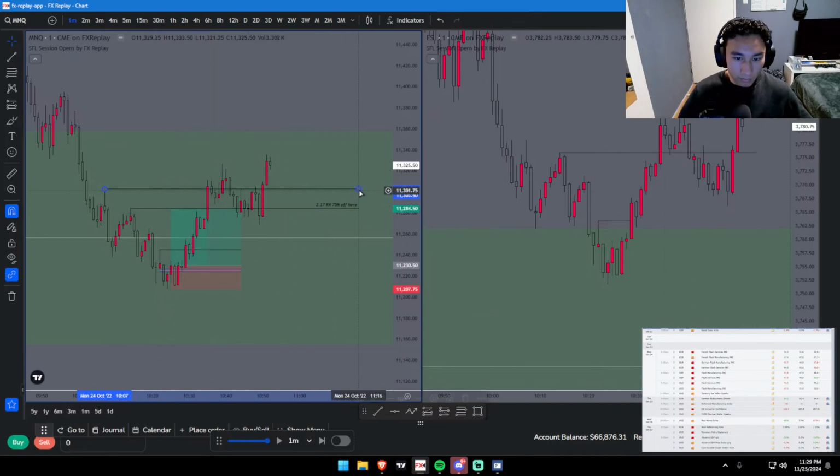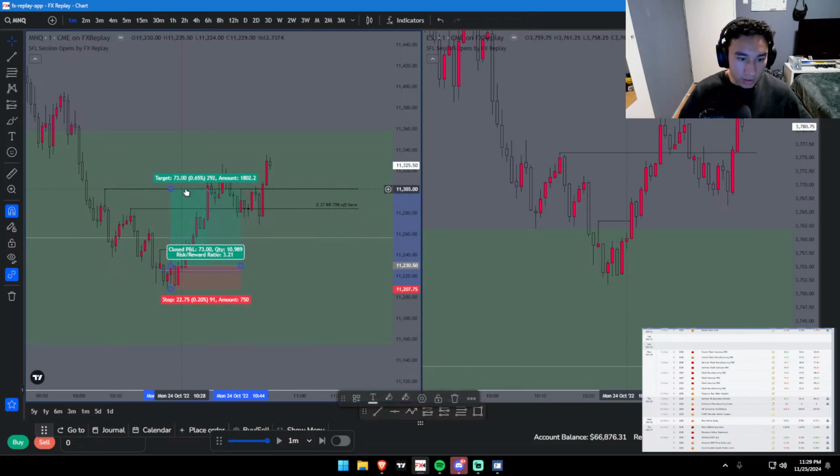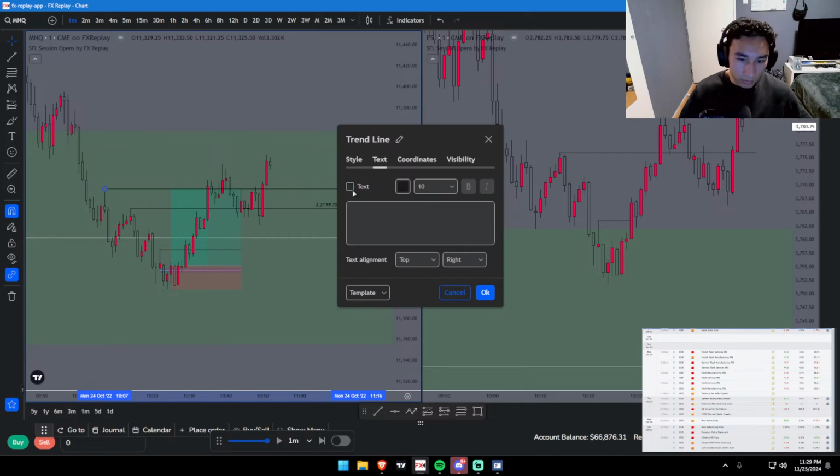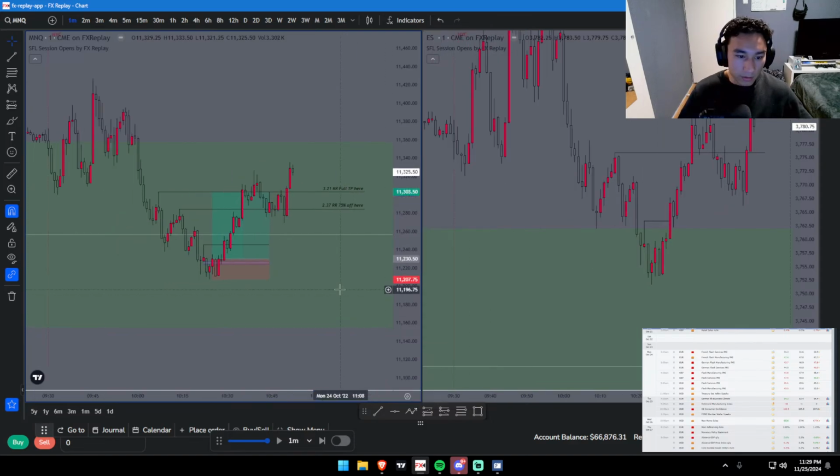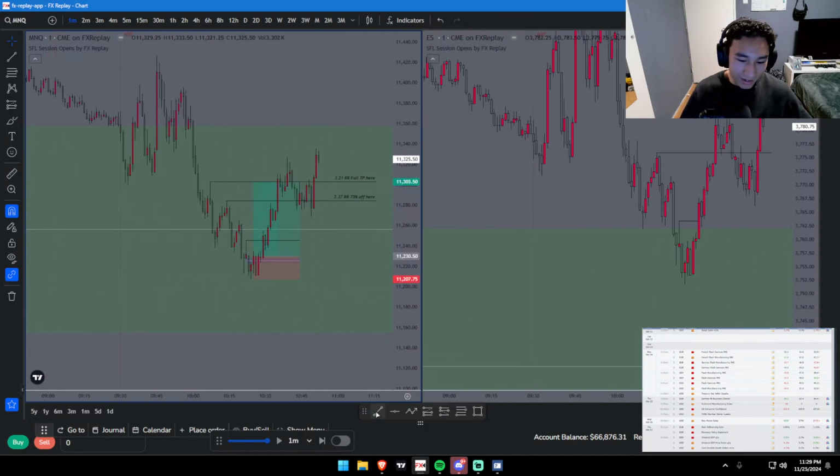Right there. And this was full TP, and then yes, took it out on the same candle, so that's good. 3.21 RR full TP here. Nice. So really nice trade. It looks really hindsight on this, but I know it isn't.